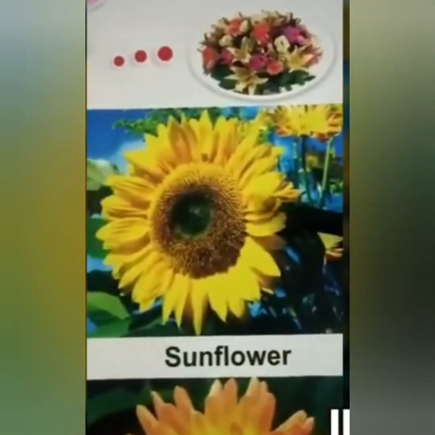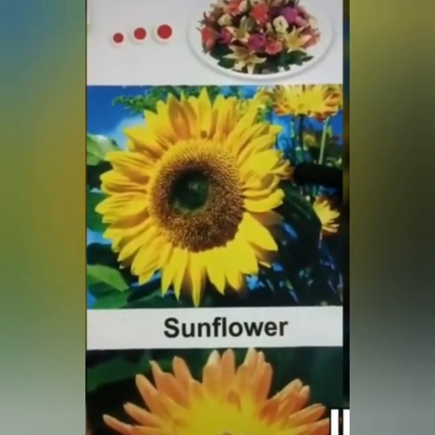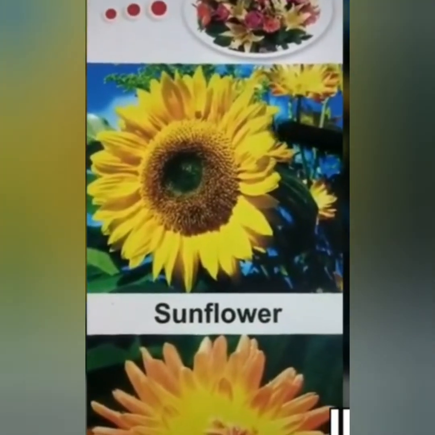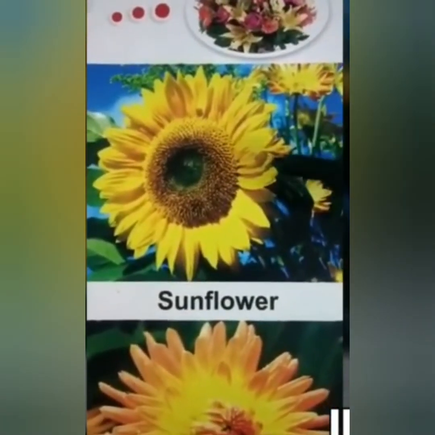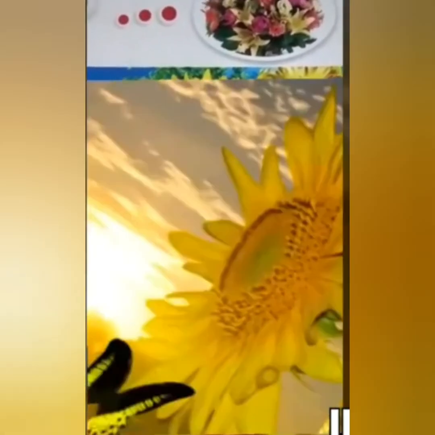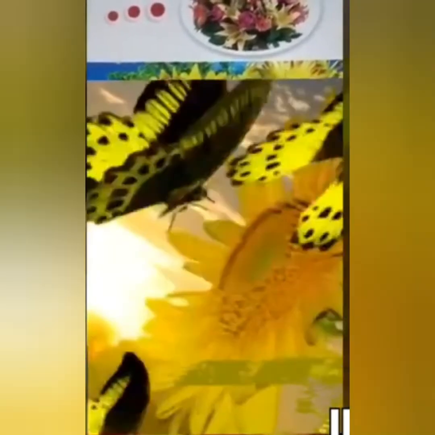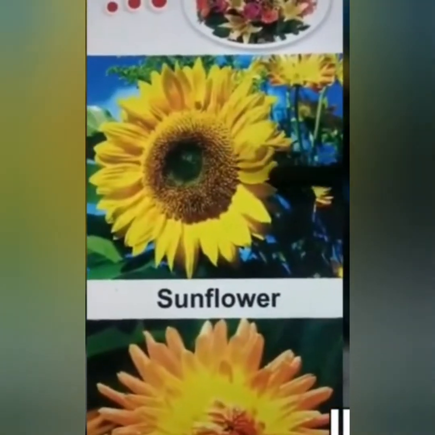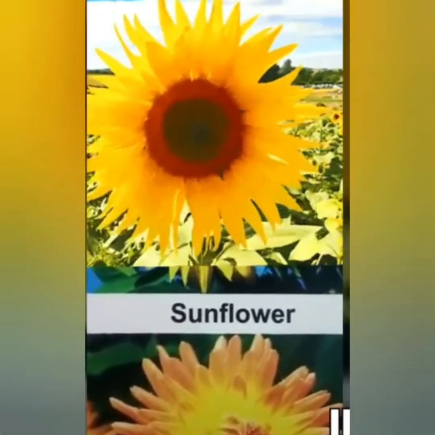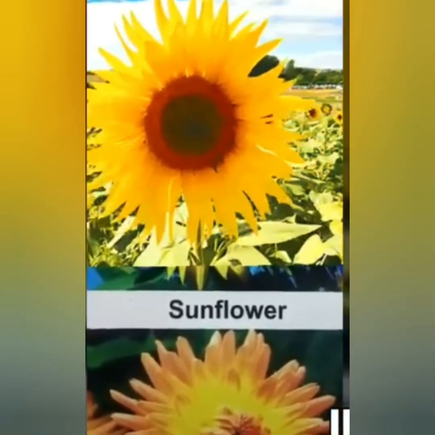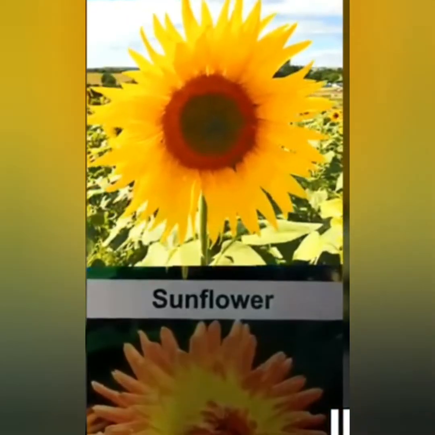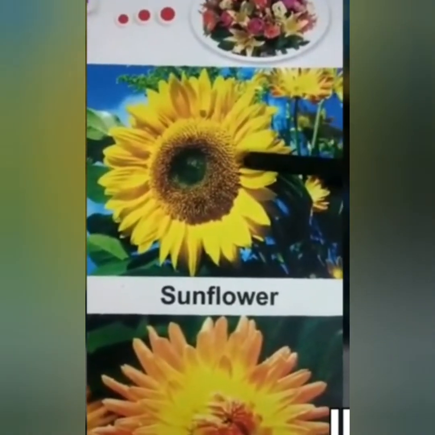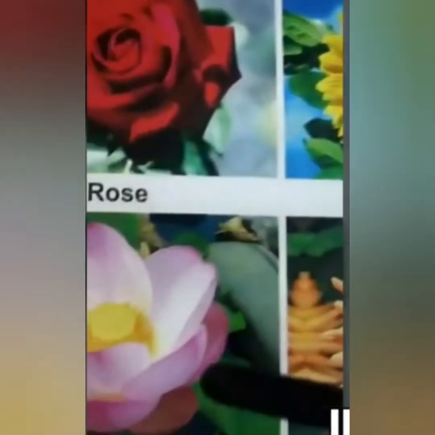And what is this? This is a sunflower. A sunflower is yellow in color. We can always see the sunflower facing towards the sun. See how it is looking? It is looking like a sun. So it always moves towards the sun. So it is called sunflower. It is yellow in color.